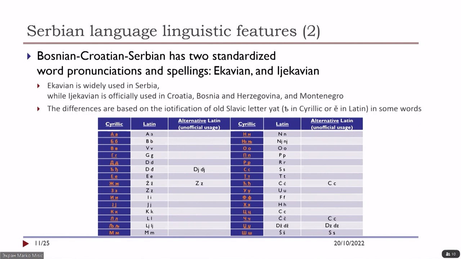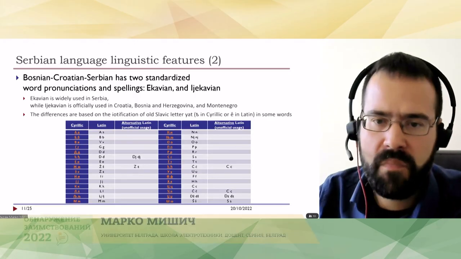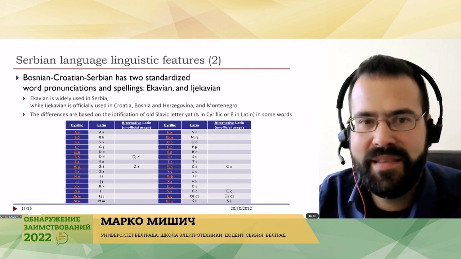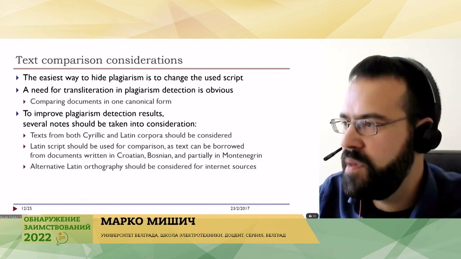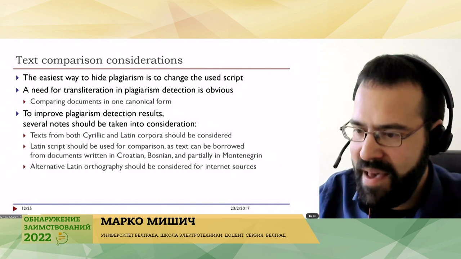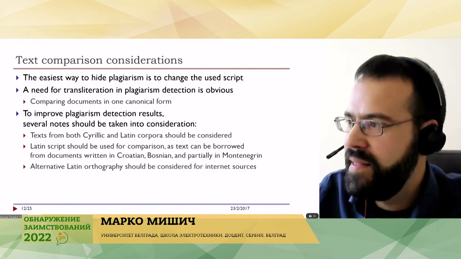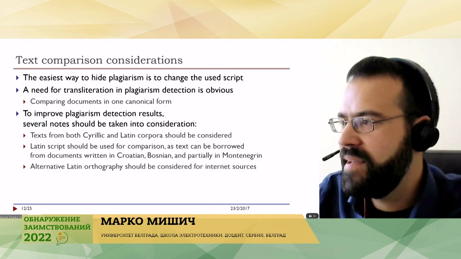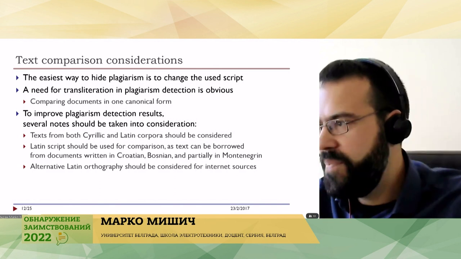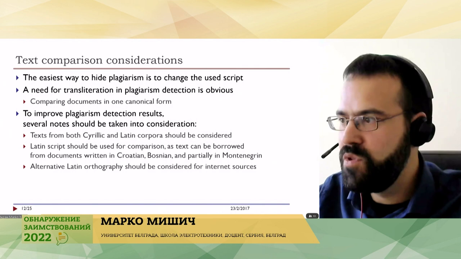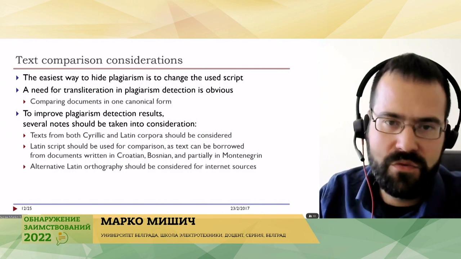Those differences are probably well known to you because they are based on the yotification of the old Slavic letter yat in some words. So some words are different. We perfectly understand each other, but it's a perfect opportunity for plagiarism because students have different ways to take some text, for example, in Croatian, then change the script, change the dialect, or do some paraphrasing, of course, and then they have a pretty different text in Serbia. Also, the students in Croatia can do the same if they know how to read and write Cyrillic letters.